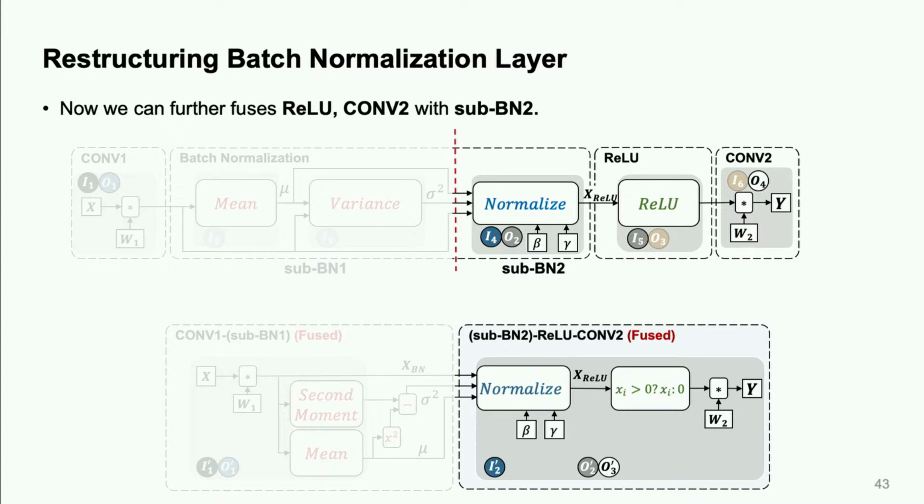So with that RCF, now we can fuse the ReLU and the convolution 2 with the sub BN2 layer, doing normalization, ReLU function, and convolutional operation all together, thereby reducing 1 more memory access on the whole batch, totally 3 among the 6. So this is all about the forward pass.